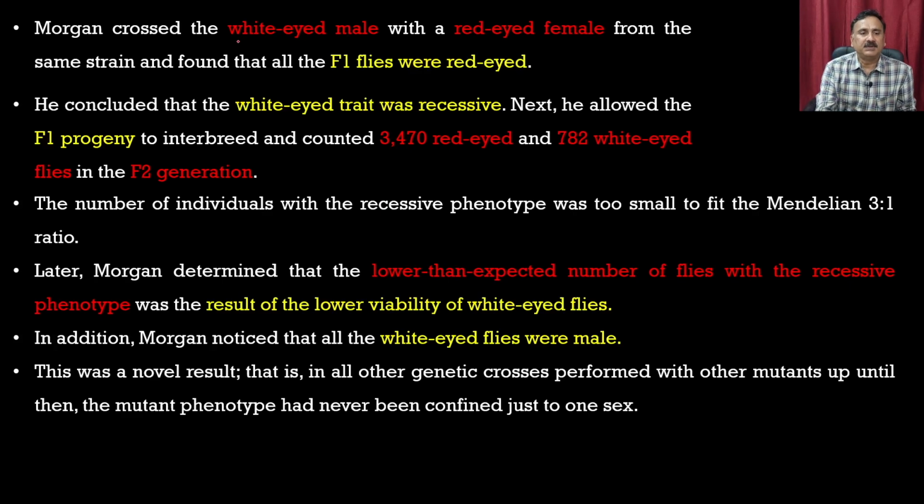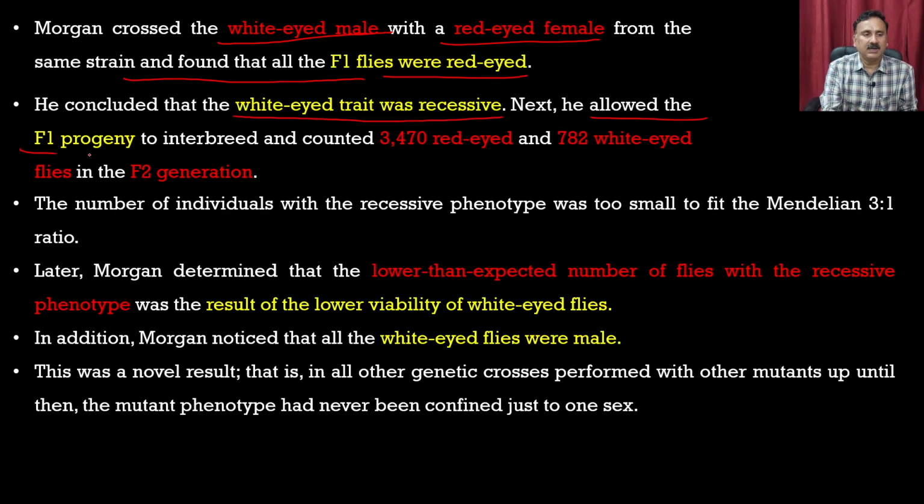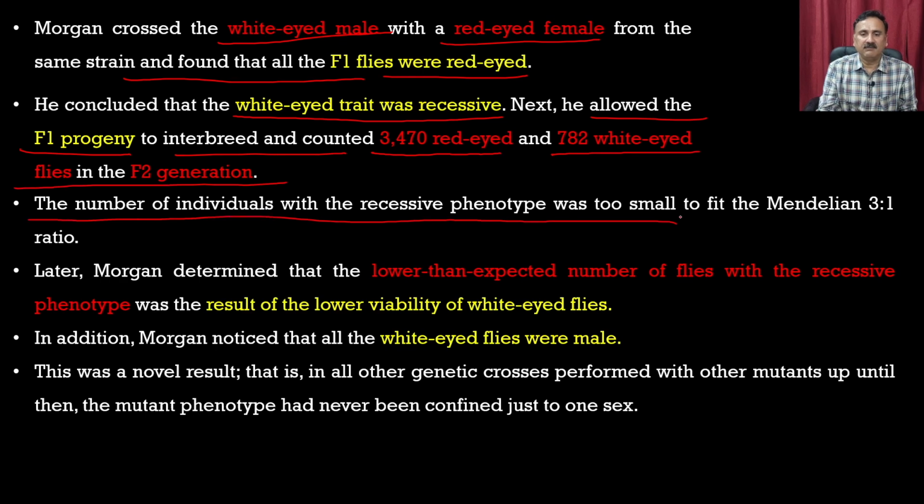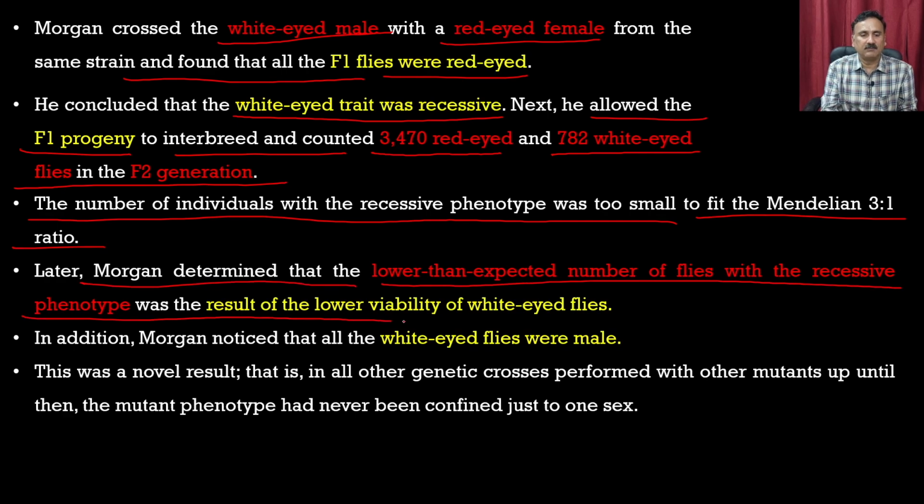Morgan crossed the white-eyed male with a red-eyed female from the same strain and found that all the F1 flies had red eyes. He concluded that the white eye trait is recessive. Next, he allowed the F1 progeny to interbreed and counted 3,470 red-eyed and 782 white-eyed flies in the F2 generation. The number of individuals with the recessive phenotype was too small to fit the Mendelian 3:1 ratio. Later, Morgan determined that the lower than expected number of flies with the recessive phenotype was the result of the lower viability of the white-eyed flies.